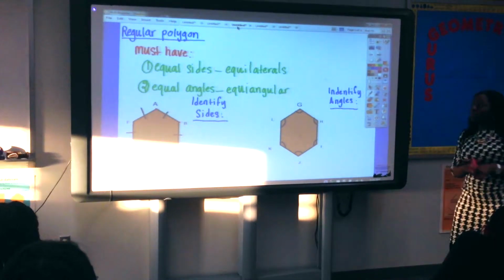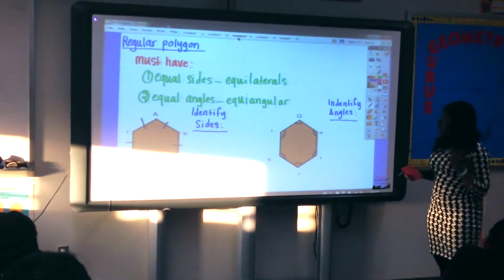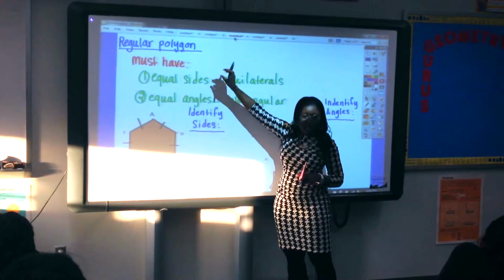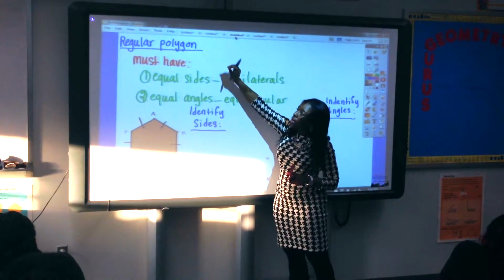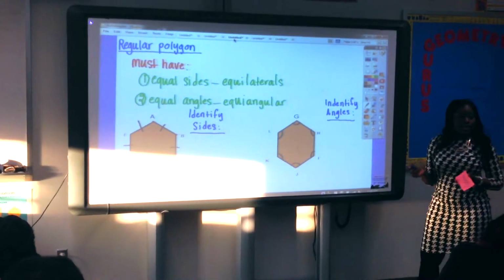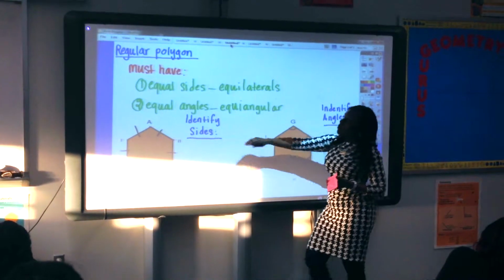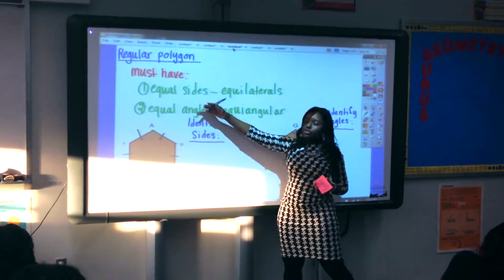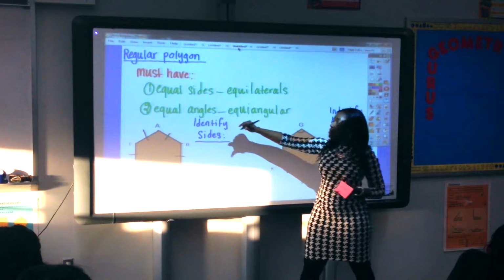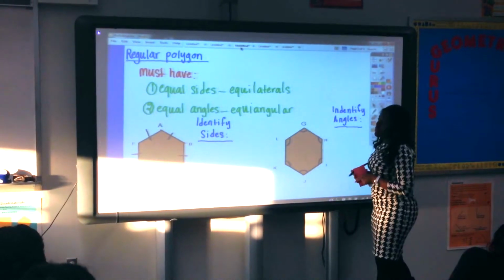All right. Moving right along. There are concave polygons, there are convex polygons, and we can also use the term regular in order to identify our polygons. What that means is that we must have equal sides, which we refer to as equilateral, and equal angles, which we refer to as equiangular.